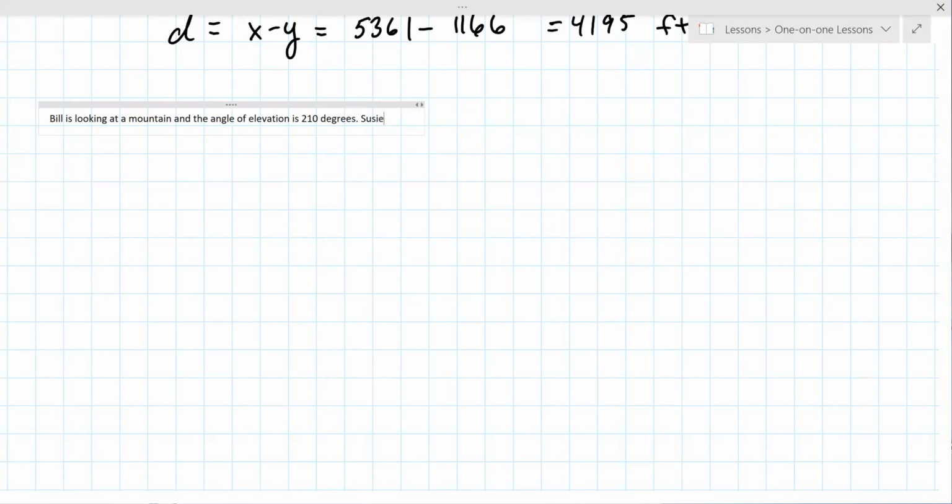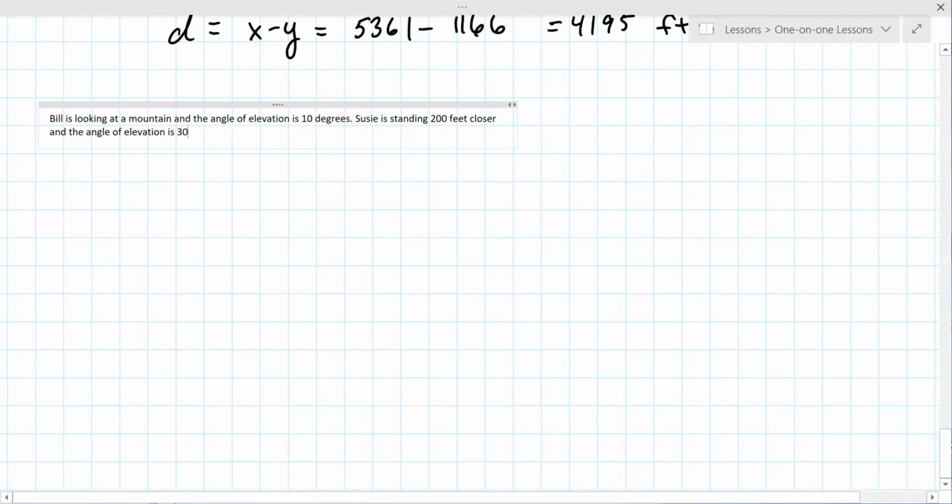Susie is standing 200 feet closer, and the angle of elevation is, oh, I have a wrong number here. Sorry, it's 10 degrees, not 210 degrees. The angle of elevation is, let's go 35 degrees. All right, so first thing I want you to see if you can just draw this picture, this scenario. Then I'll give you the questions for this, if that's okay.